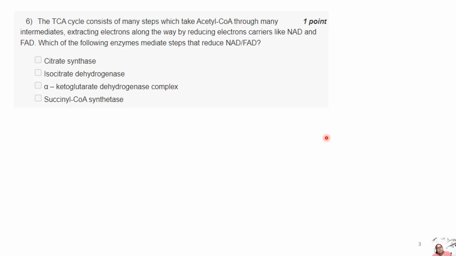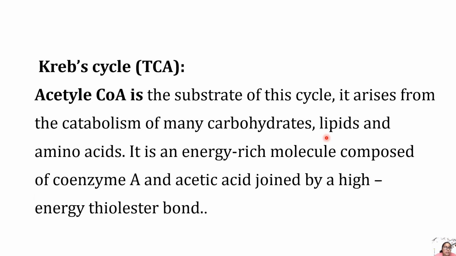Okay. So the answer for this question will be isocitrate dehydrogenase and alpha-ketoglutarate dehydrogenase complex. So first let's talk about the Krebs cycle, TCA. Acetyl-CoA is a substrate of this cycle. It arises from the catabolism of many carbohydrates, lipids and amino acids, and it is an energy-rich molecule composed of coenzyme A and acetic acid joined by a high-energy thiol-ester bond.